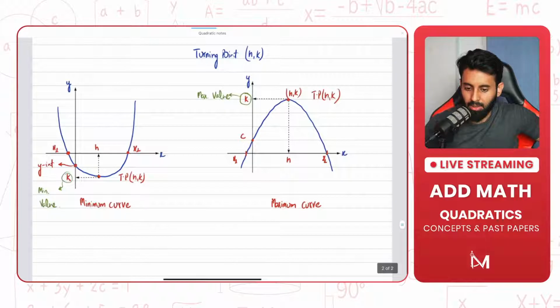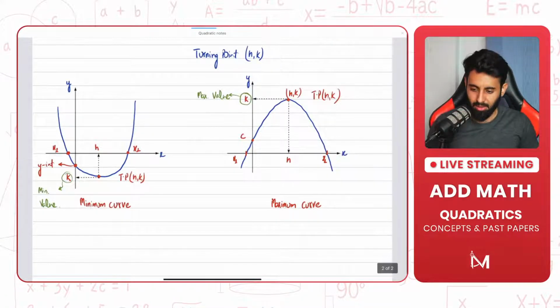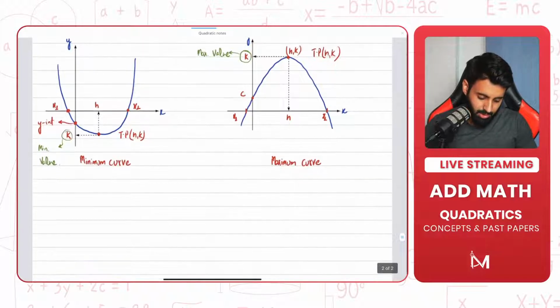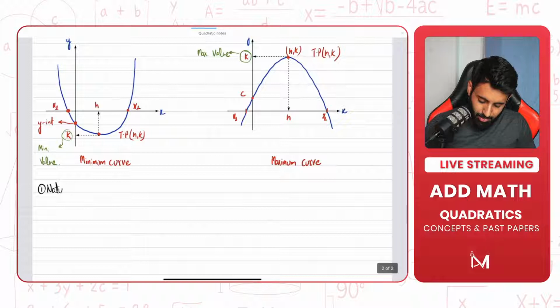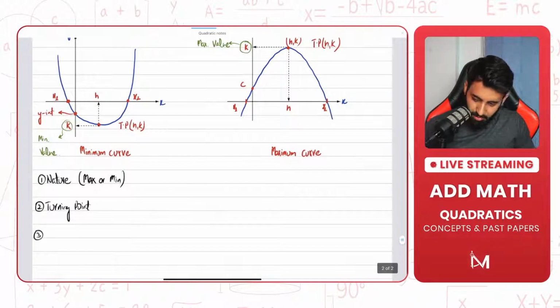So that means in order to sketch a curve, if you are ever asked to sketch a curve, there are three things you need to take into consideration. What are those three things? Number one, you need to know what the nature is. Very important, in the sense whether it's going to be a maximum curve or a minimum curve. Number two, you need to know what the turning point is going to be. Again, very important. And number three, you need to know the intercepts. Now, when we say intercepts, we mean the x and the y-intercept.